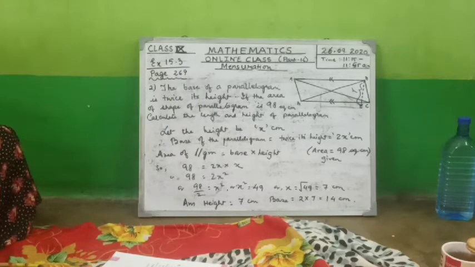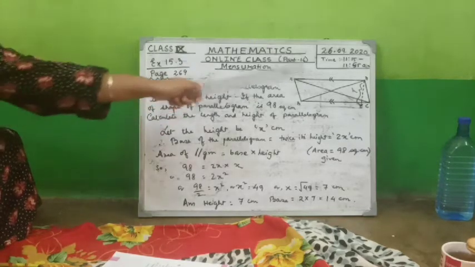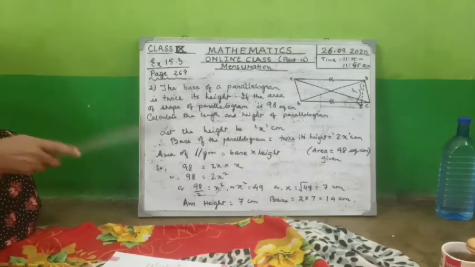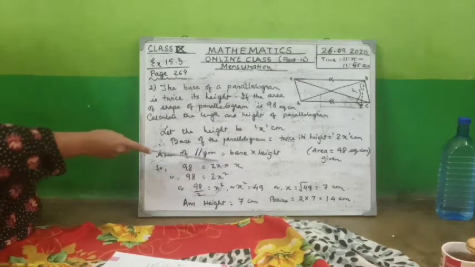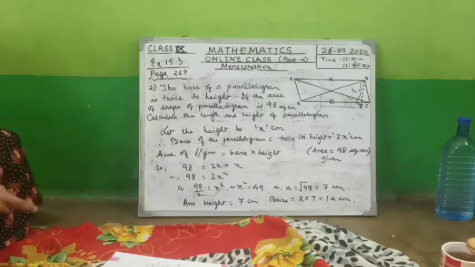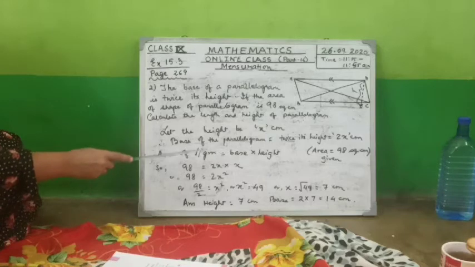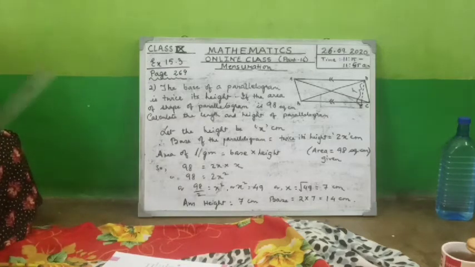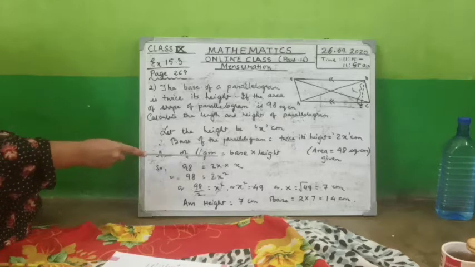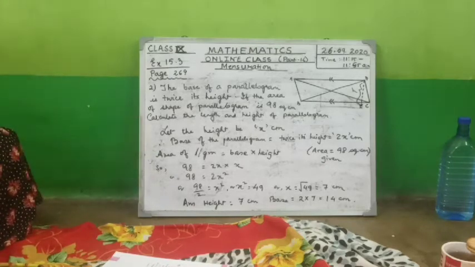Twice means 2 times, 2 into x centimeter. Now, children, I have given a special sign over here. Area of dash dash. What is this? These are two parallel lines. So, in short, we write parallelogram like this. Two lines and GM. It means, in short, parallelogram.